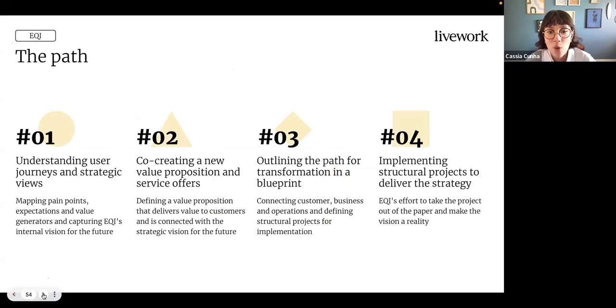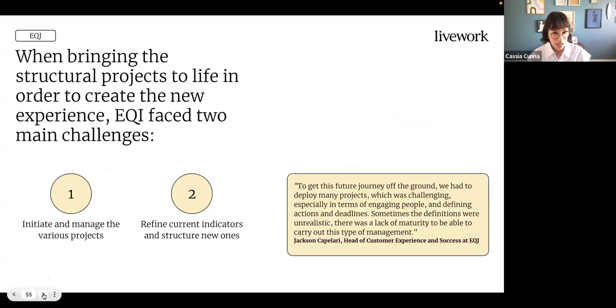Next. So now we come to the fourth pillar, which is maybe the harder one, which is AKE's job to take this off the paper and turn it into reality, right? So then we come into the main story of today. If we can move to the next one. When doing that, they had the blueprint, they had the single vision, they had the different projects, but to turn these projects into reality, they faced two main challenges.